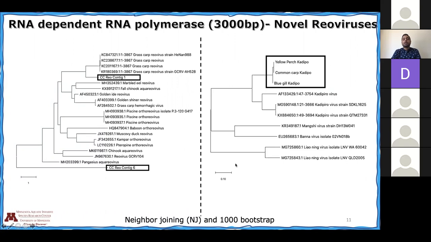On the other side here, you can see the cardoviruses, which are also recently discovered and recently discussed viruses belonging to the Reoviridae. We found three different RdRp genes in the yellow perch, common carp, and bluegill samples, and they are also very divergent with respect to any reported cardoviruses.